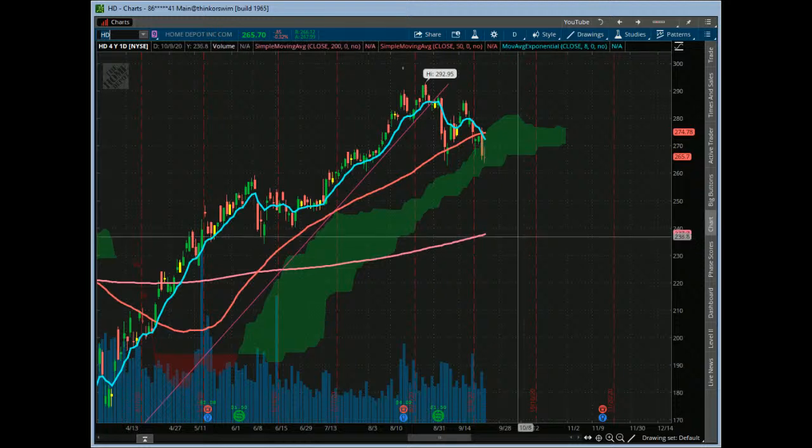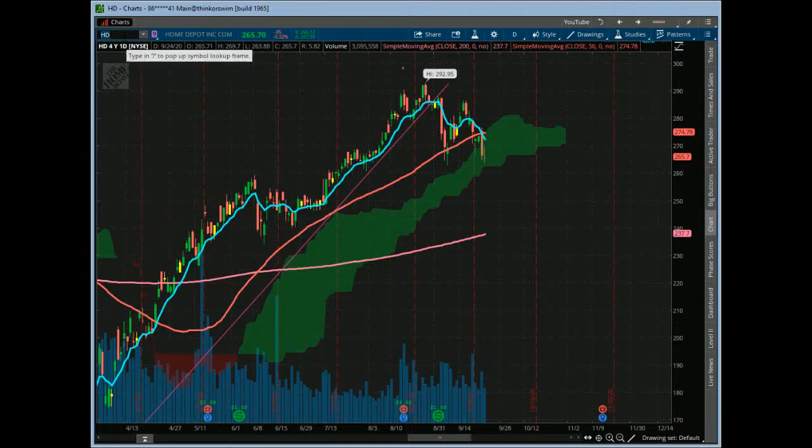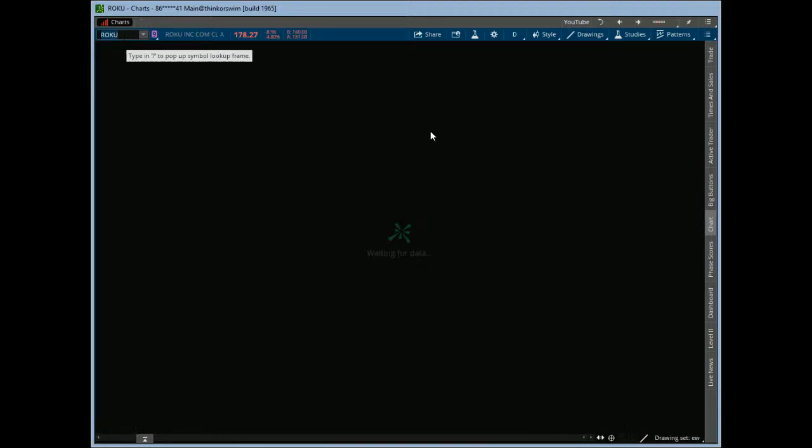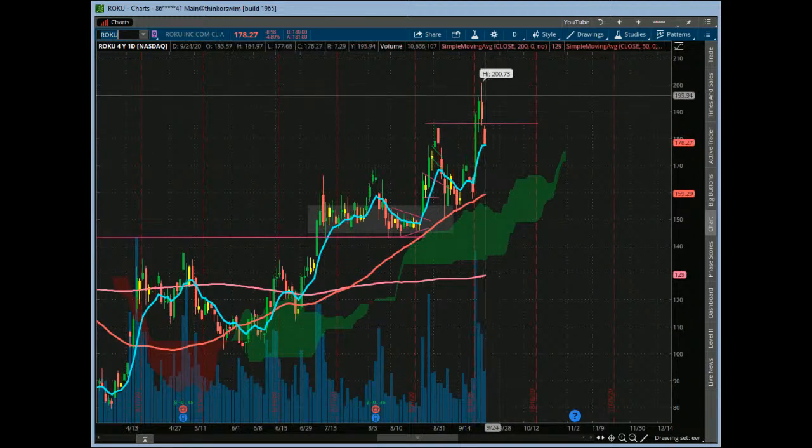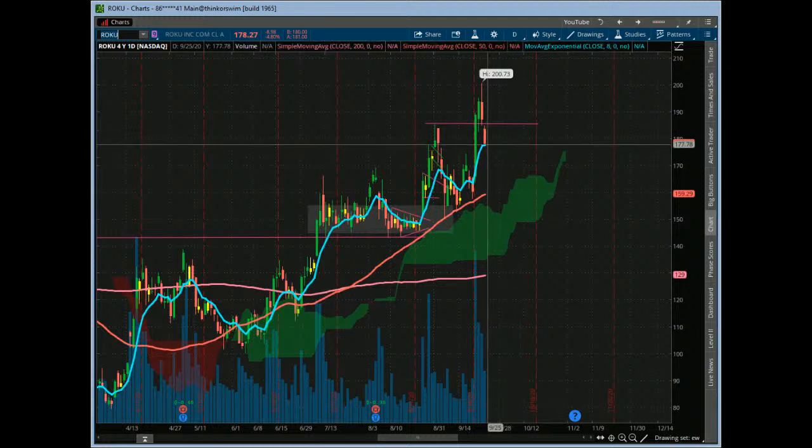Let's take a look at Roku and see what that's looking like here. So Roku, again, we talked about yesterday the upper shadow right here. We had our bearish game plan going today. Got a nice gap down to hit the ADMA, so it's kind of holding this right here. Let's see how it does.